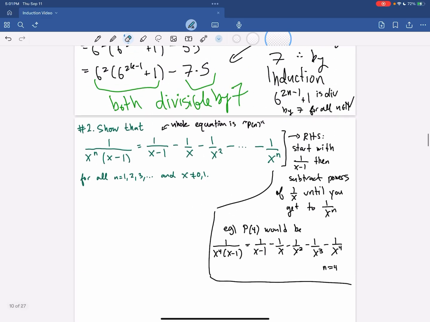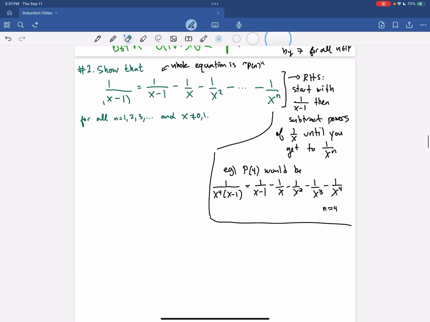Okay, so what we do here is we want to show that 1 over x to the n times x minus 1 is equal to 1 over x minus 1 minus, and now we're just subtracting a bunch of powers of 1 over x. So we have minus 1 over x, minus 1 over x squared, minus, all the way until we have 1 over x to the n. And so the number n that we're using to enumerate all of our different equations that we're trying to prove, the n from the left-hand side just determines how many extra times we subtract powers of 1 over x on the right-hand side.